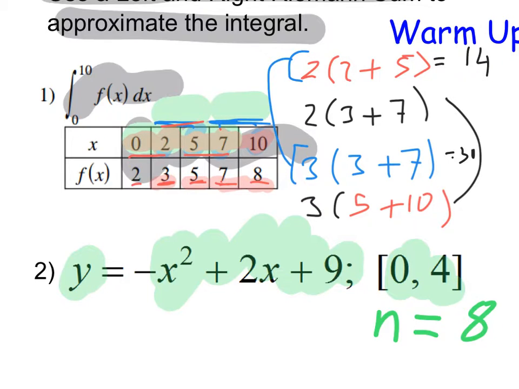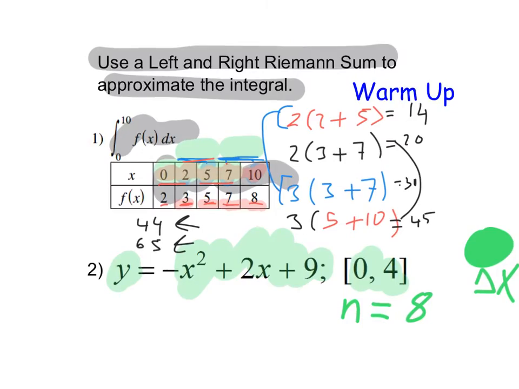And then, okay, 44. And then the second one, this one right here would be 20, and then this one right here would be 45. So the other one, the right one, ended up giving you 65. Not right like correct, but like this is the left and that's the right. The right was way larger than the other one.